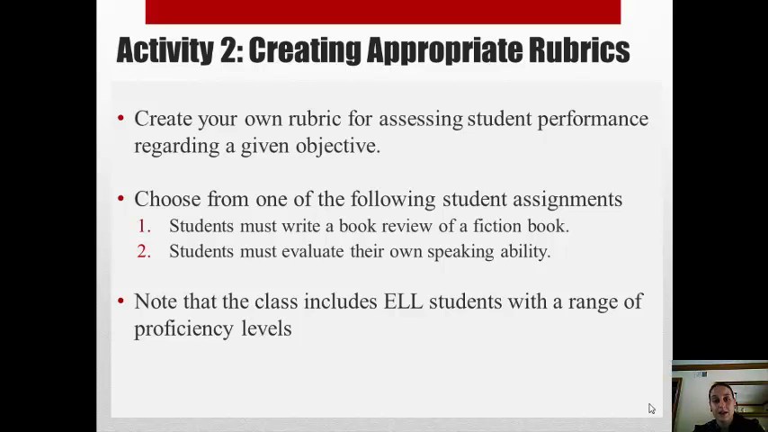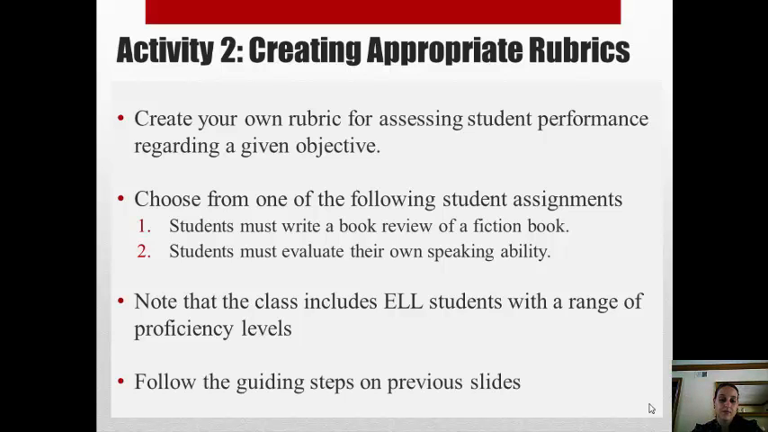so you should keep in mind that the range of scoring scales is specific enough or sensitive enough to capture the range of abilities of those ELLs. And also, you should follow the guiding steps that I provided to you previously on the slides. What I'm looking for is for you to create the rubric. I have different examples for you listed in the Activity 2 sheet. You could look through these and try and come up with your own.